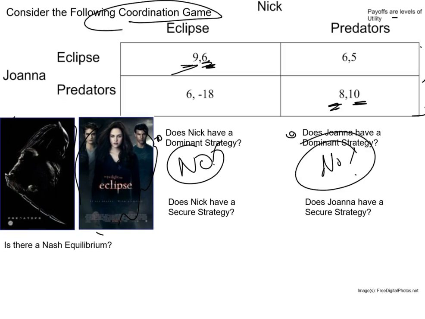That's why we call this a coordination game. There's not a dominant strategy, but rather what would be best for these individuals is for them to coordinate their actions. So we can apply this not just to individuals seeing movies, but we can also apply this to different companies in the way that they try to coordinate their actions.